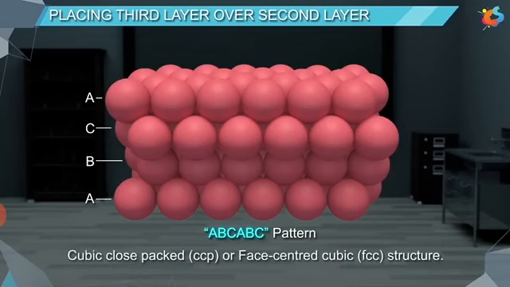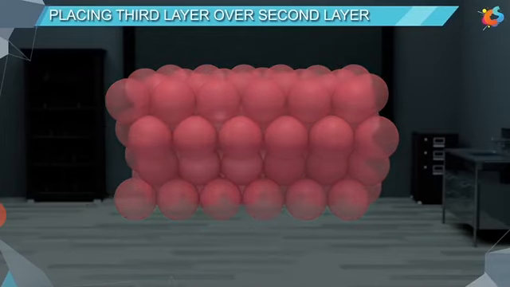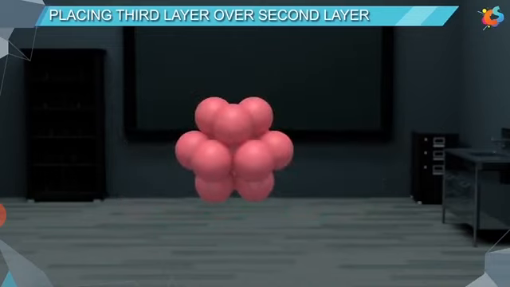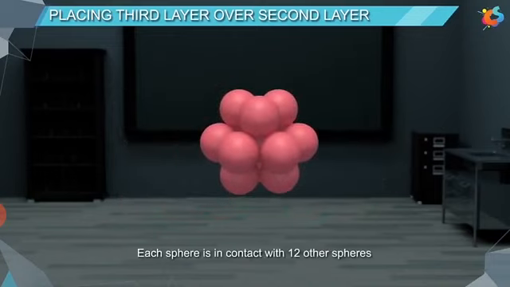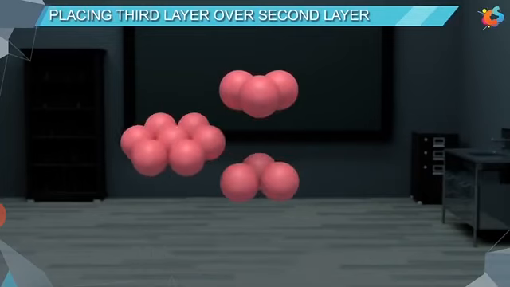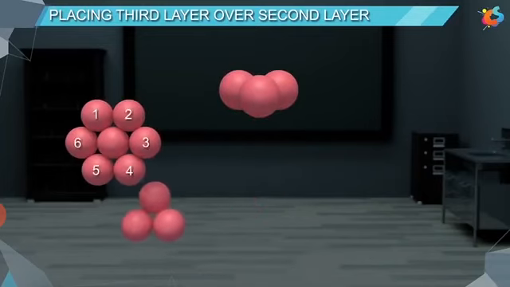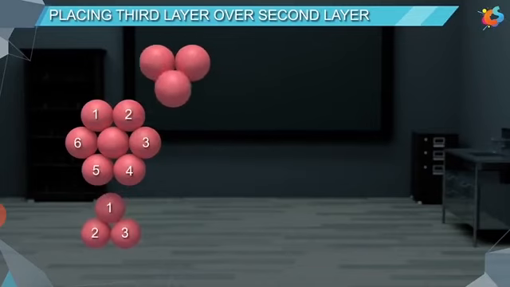It is known as CCP, cubic close packed, or FCC structure. Now the coordination number, it is again 12, since each atom is surrounded by 12 atoms.